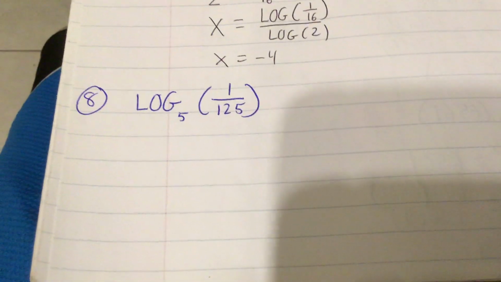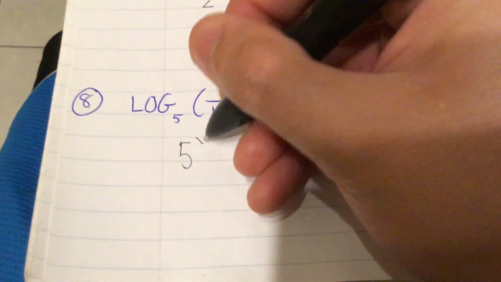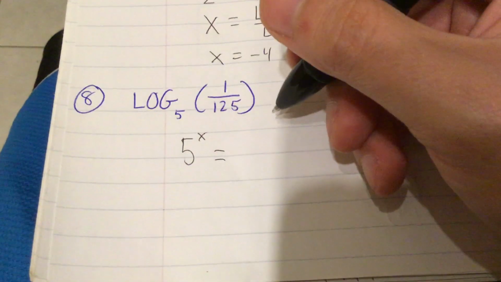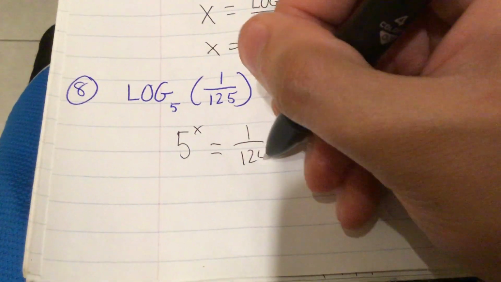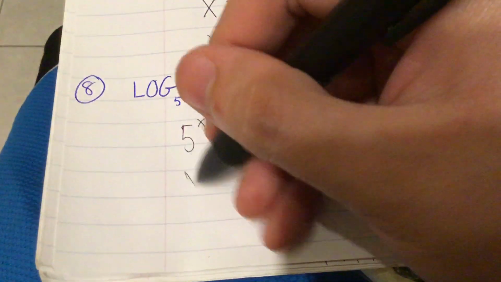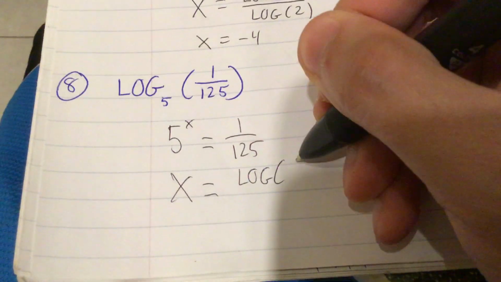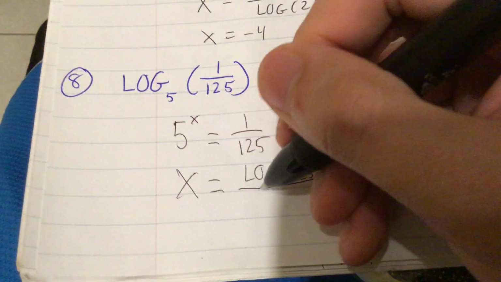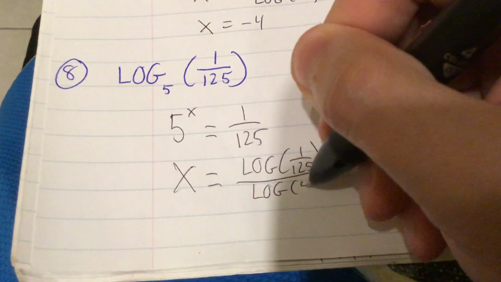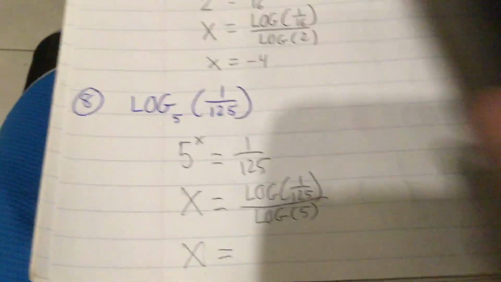Okay, so you should pause the video if you want to do this, because right now we don't know the exponent. 5 to the x power is 1/125. So therefore, we can do our little magic trick and say log of 1/125 divided by the log of 5. We're going to plug that in our calculator.